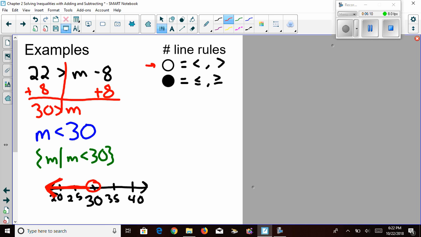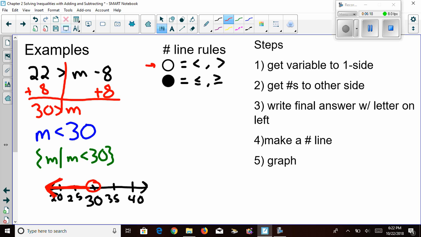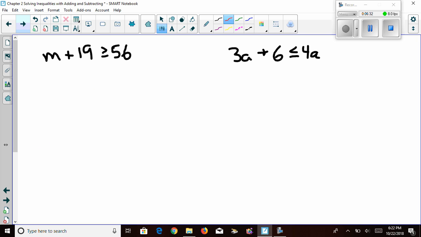And so these are the rules you're going to follow in order to set up all of your solutions. Let me go ahead and uncover the steps so you can write them down. At this point, pause the video, write down your steps, and then press play to continue. So, 2 more examples.